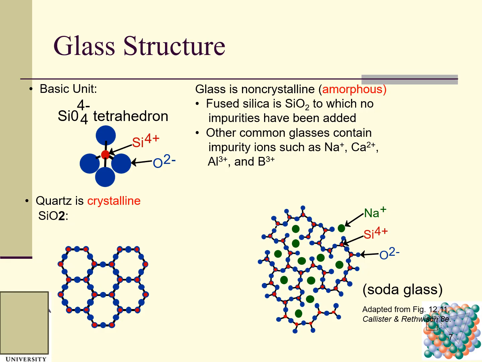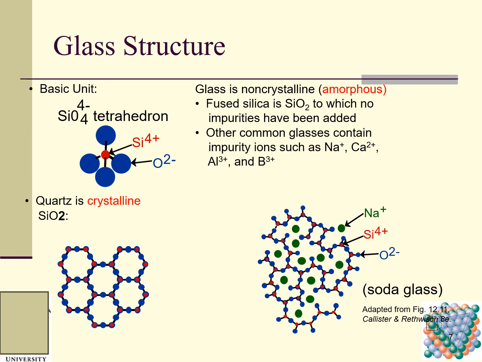Quartz is crystalline silicon dioxide. Crystalline means the atoms are arranged in some pattern. Glass is non-crystalline. Amorphous means the atoms, or ions, are not arranged in any pattern.